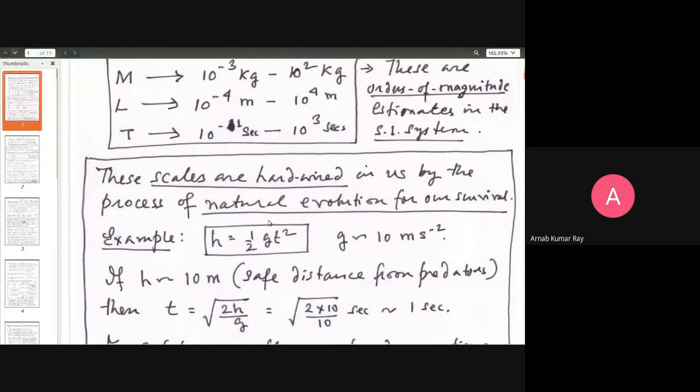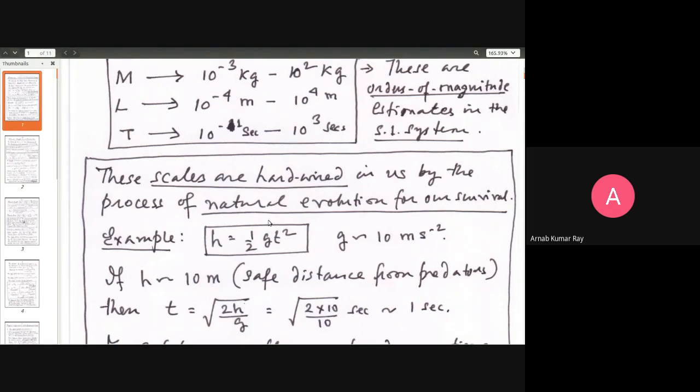So depending on the kind of ecological niche through which a species has evolved, nature has designed members of that species to appreciate nature on certain restricted scales. And why is the scale restricted? This is a particularly important point. I'll give you another example.